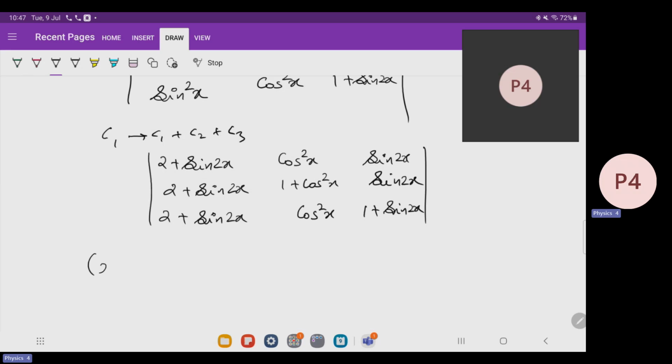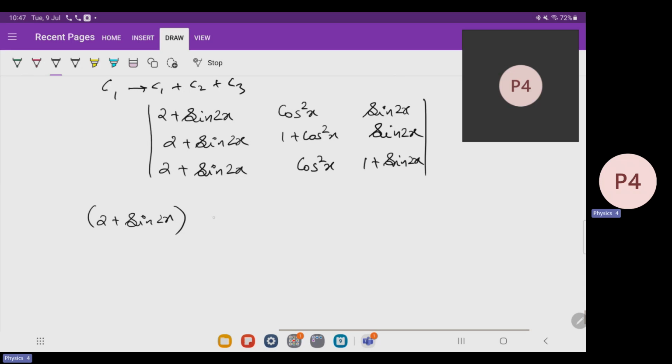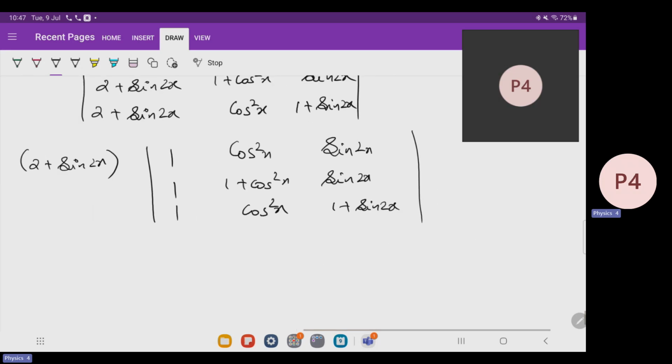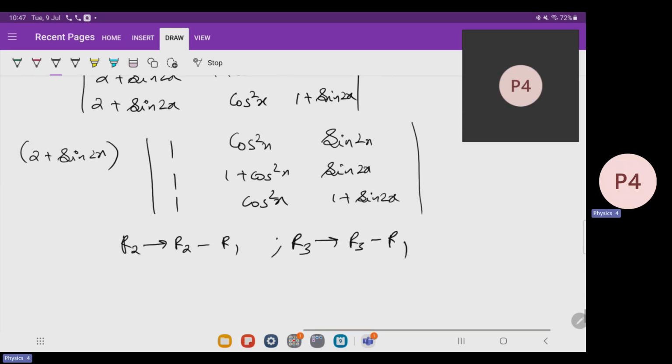So we'll take 2 plus sine 2x common from the first column. So we will have 1, 1, 1; cos square x, 1 plus cos square x, cos square x; sin 2x, sin 2x, 1 plus sin 2x. Now in place of R2 we are going to write R2 minus R1, and in place of R3 we are going to write R3 minus R1.